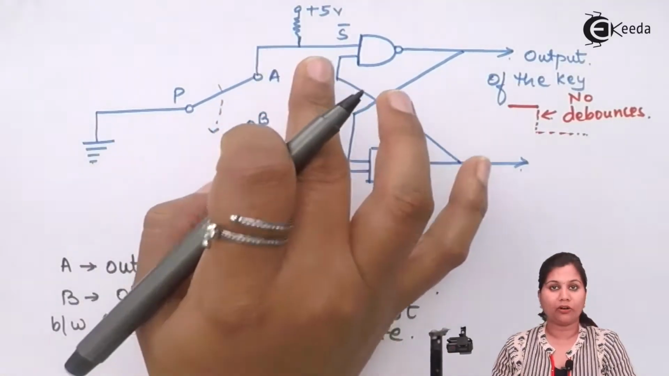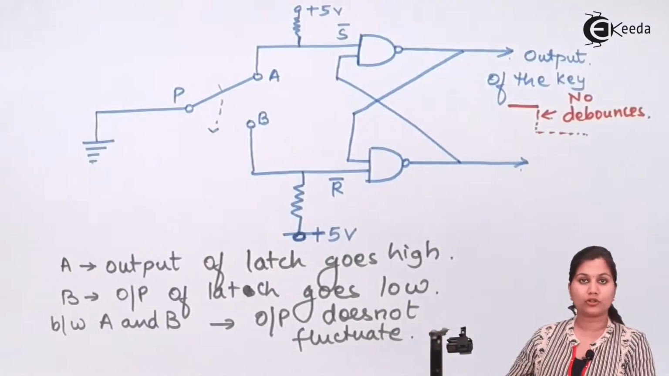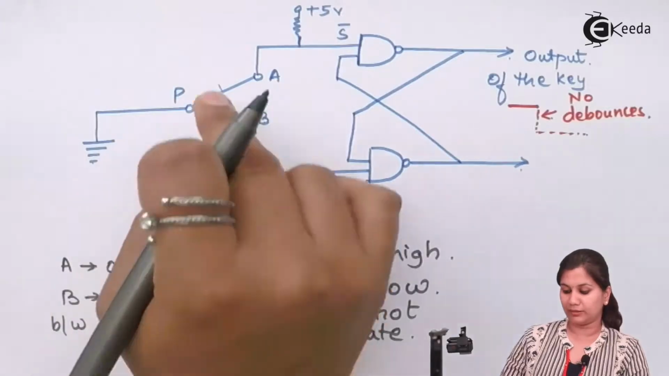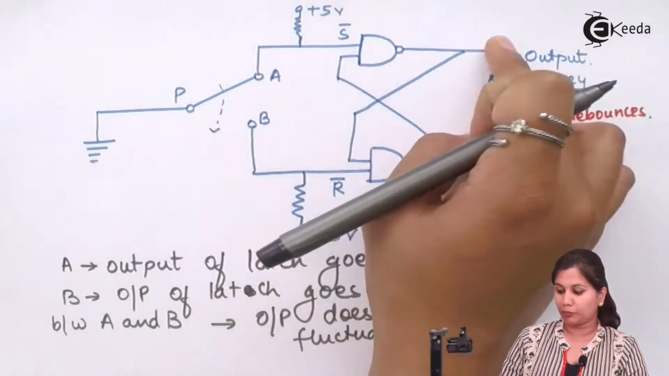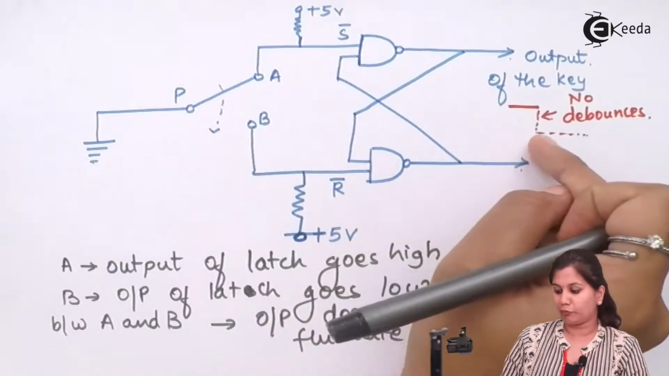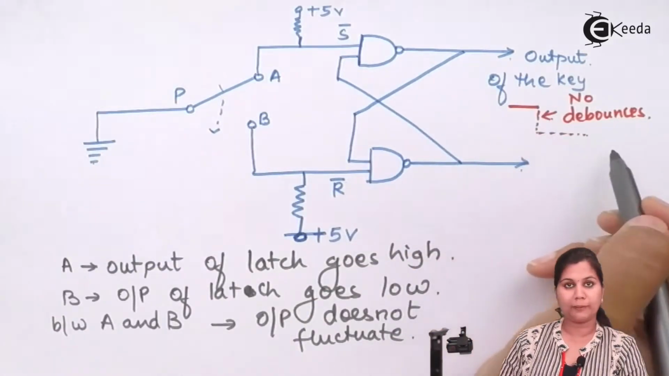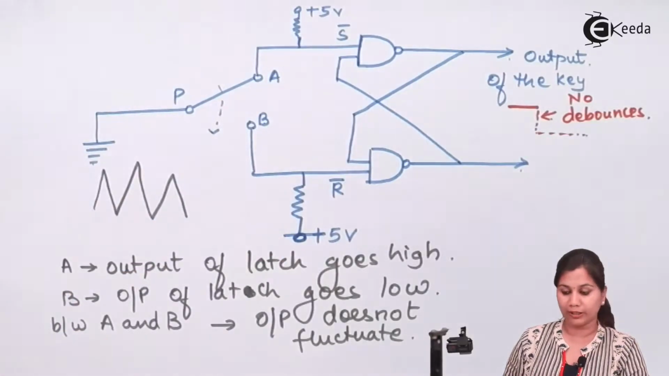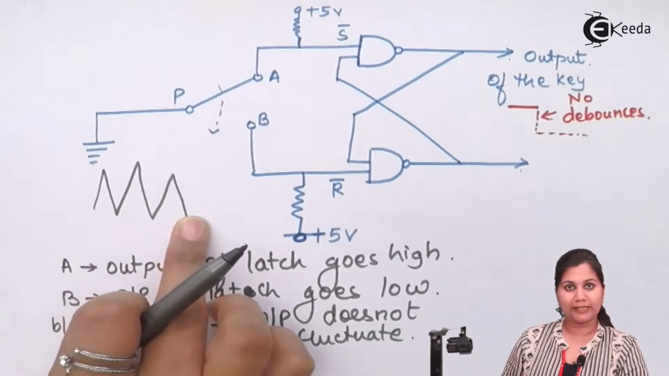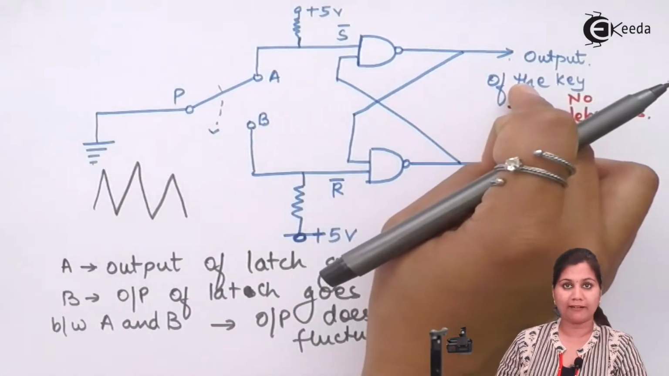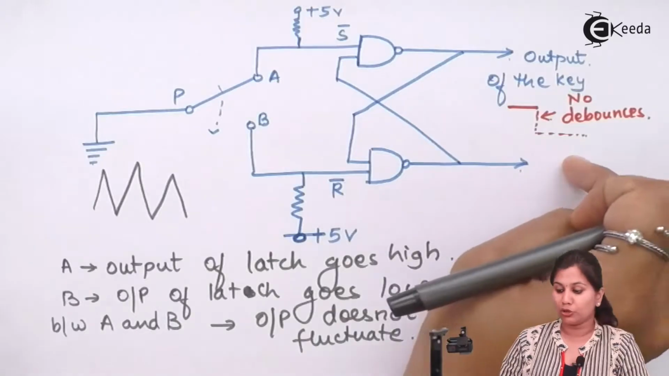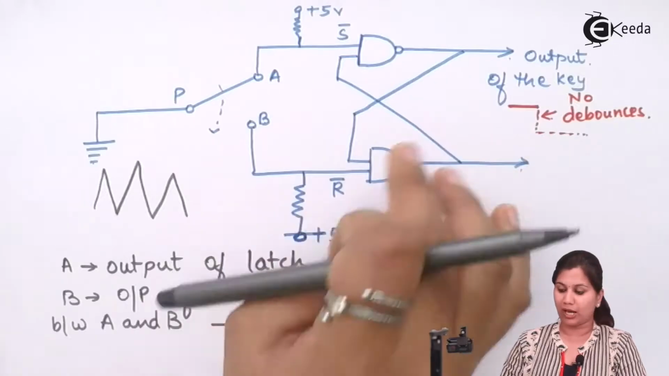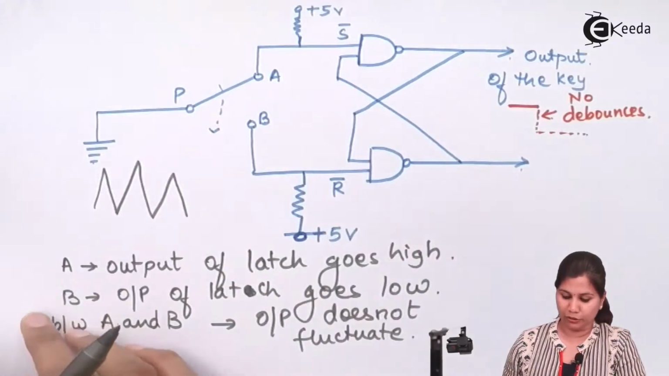Because it is the property of the latch that it is going to store the value up till the next variation. So here also when the switch is at A, then the output is high. When it is at B, the output is at low. So you can see that no debouncing is present. Debouncing means that in this way spikes are present. Okay, so in the output signal no spikes are present. Either we will have the high value or the low value. So the hardware debouncing is implemented with the help of flip-flop or a latch. RS flip-flop or a latch can be used.